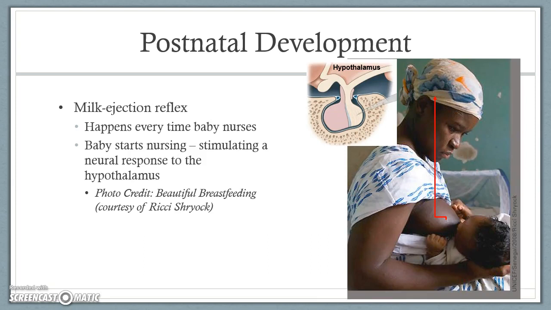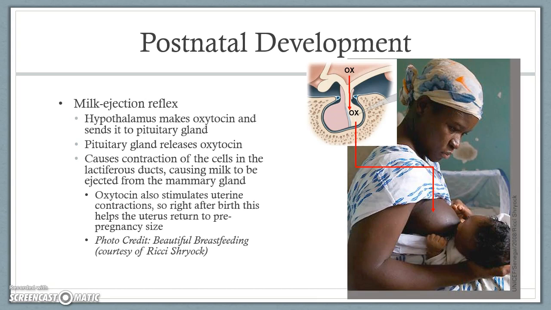When the infant nurses, several things have to happen to stimulate the milk ejection reflex, sometimes called the milk letdown. This process happens every time the baby nurses. First, the contact of the baby's mouth on the nipple area stimulates the hypothalamus in the mom's brain. The hypothalamus makes the hormone oxytocin, and it is sent to the pituitary gland. The pituitary gland releases the oxytocin into the bloodstream and finds receptors in the mammary glands. This causes contraction of cells in the lactiferous ducts, causing milk to be ejected from the mammary gland.